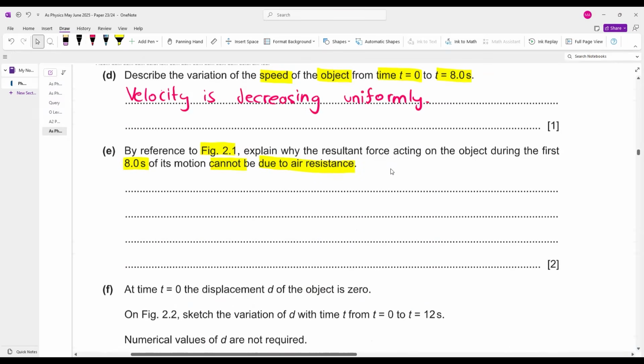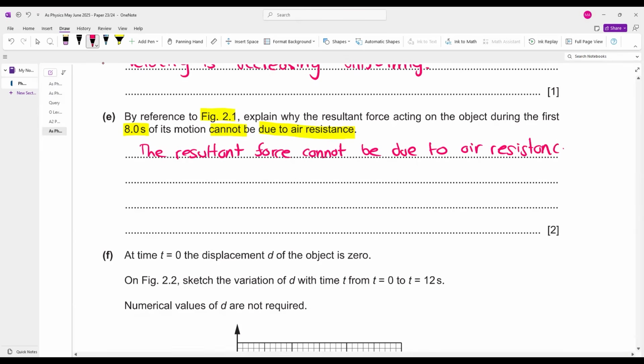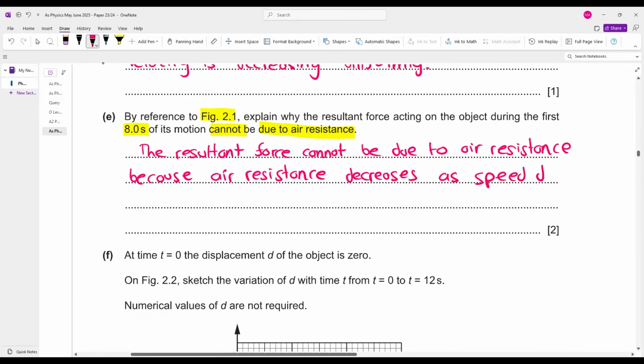You will say the resultant force, or you can say it like this: the resultant force cannot be due to air resistance because air resistance decreases with speed. Air resistance decreases as speed decreases. Okay.